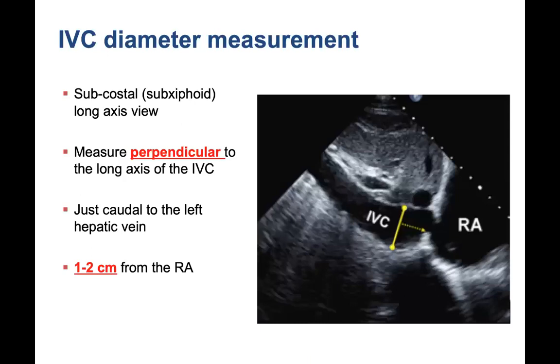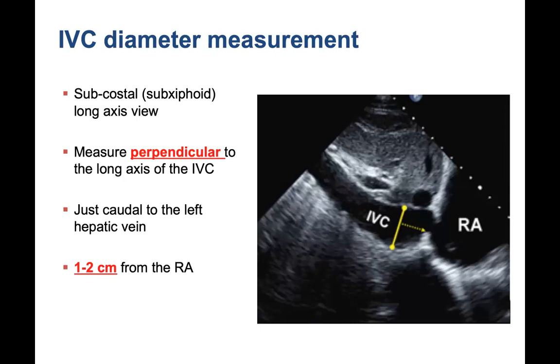When we measure the IVC, again, this is a subcostal or subxiphoid long axis view of the IVC. So it'll look like a nice tube dumping into the right atrium. We want to make sure we measure it perpendicular to the long axis of the IVC. So if I put M mode or motion mode across this and my motion came down like this, as we'll talk about in the next slide, it would actually not be totally perpendicular to it. So my measurement might not be as accurate.